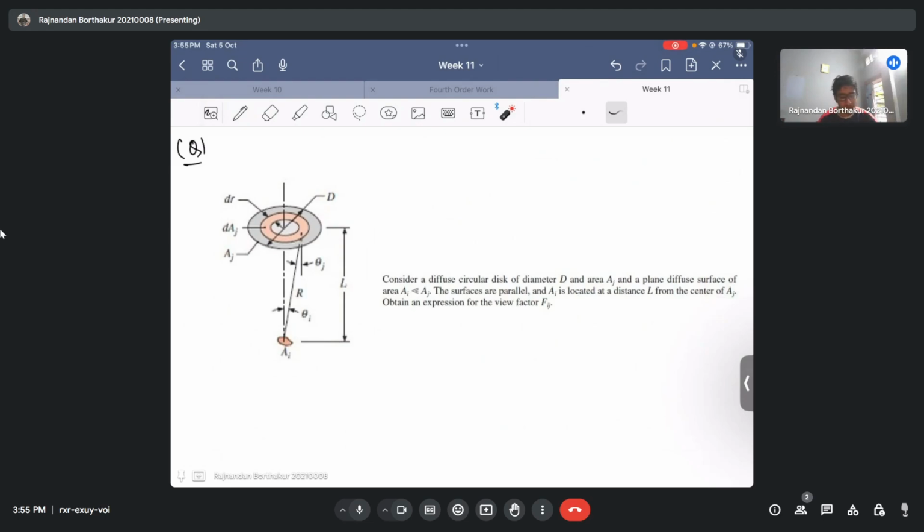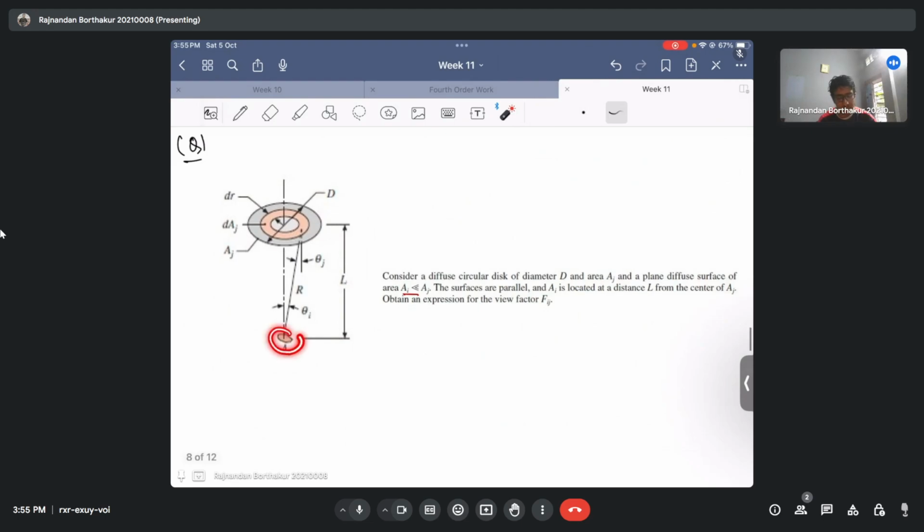You need to understand that Ai is very much less than Aj, which means the magnitude of this area is very much less than the corresponding area of Aj. Now given this scenario, what they are asking is that you need to obtain an expression for the view factor Fij. So you need to find Fij. This is all that you need to do.